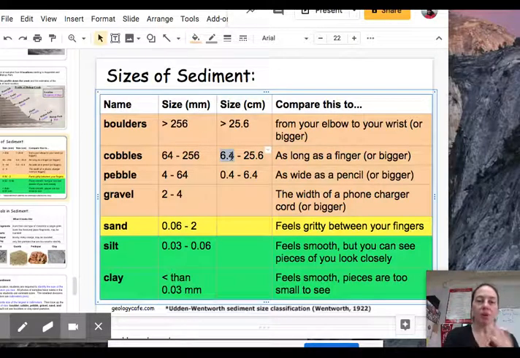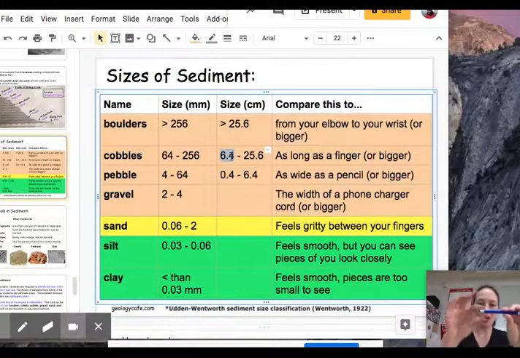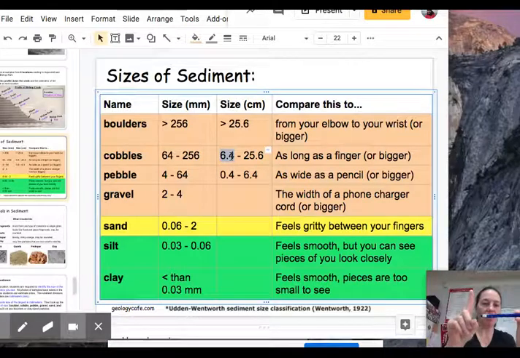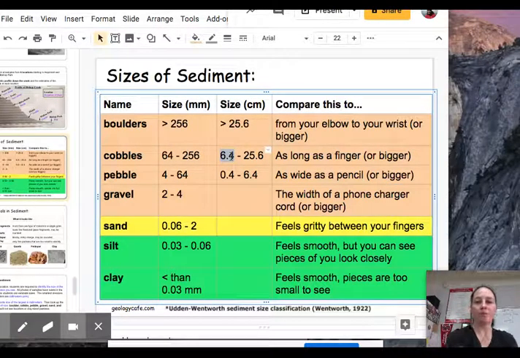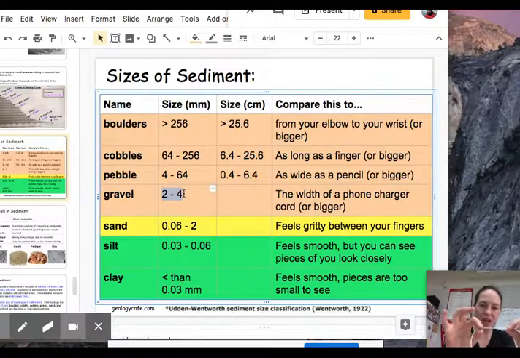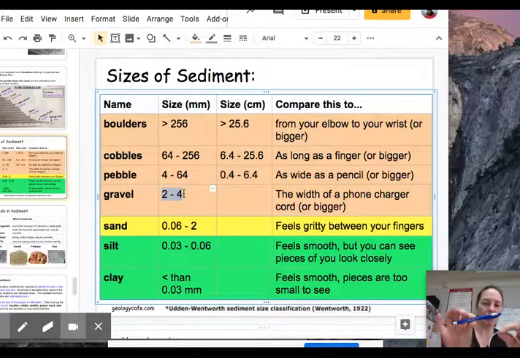Pebbles are even smaller than that. Pebbles are as wide as a pencil, so 0.4 centimeters is about the width of one of your pencils to as long as one of your fingers. If it's in between those 2 lengths, that would be a pebble. Gravel is smaller. When we say that it's 2 millimeters to 4 millimeters, 2 millimeters is about the width of one of these phone chargers. So 2 millimeters would be that wide. 4 centimeters would be as wide as a pencil. So if it's in between those 2 sizes, that would be gravel.